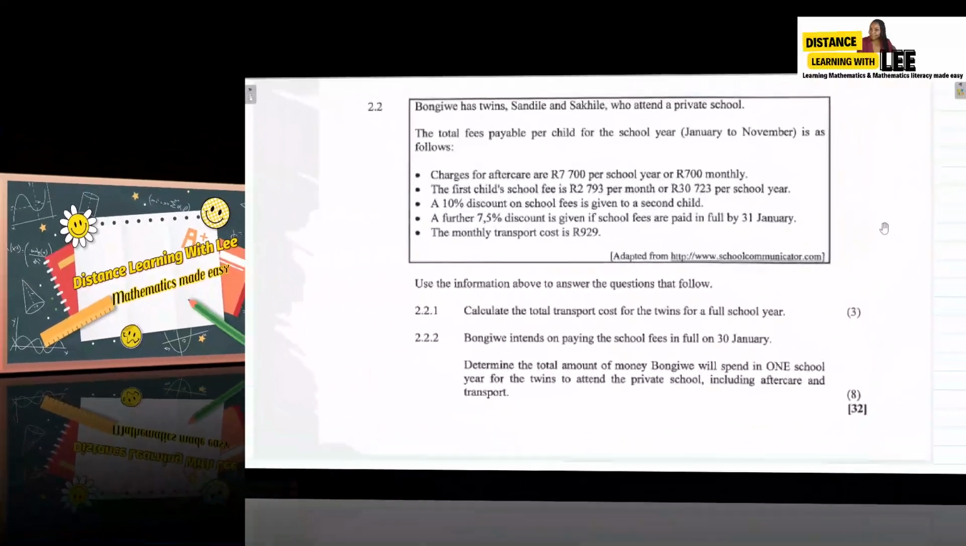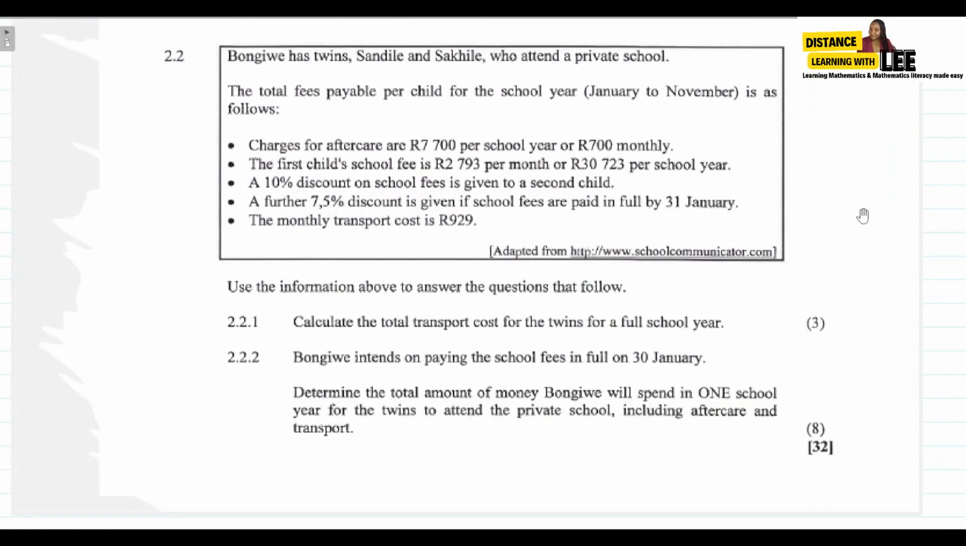Right, so like I mentioned, in today's video tutorial we're going to be tackling question 2.2, and we are still under the topic of finance. We're going to be calculating the total cost that Mrs. Bongiwe needs to pay towards her twins' school fees. So let's get started. Bongiwe has twins, Sandile and Sakile, who attend a private school. The total fees payable per child for the school year, January to November, is as follows.